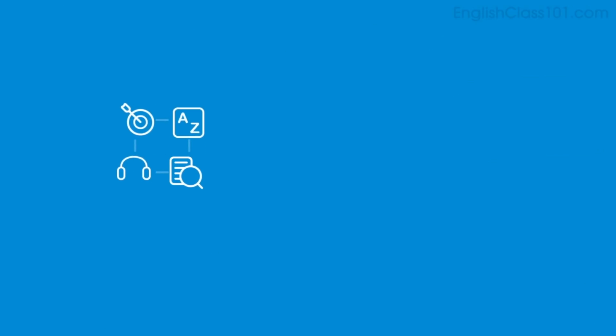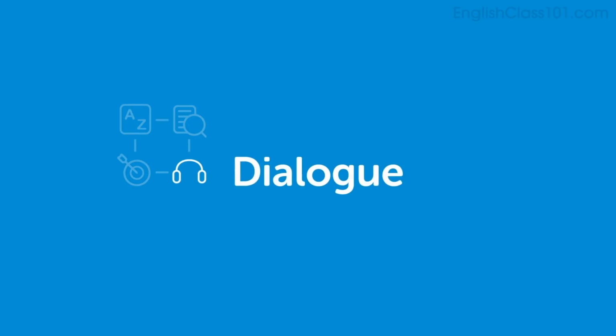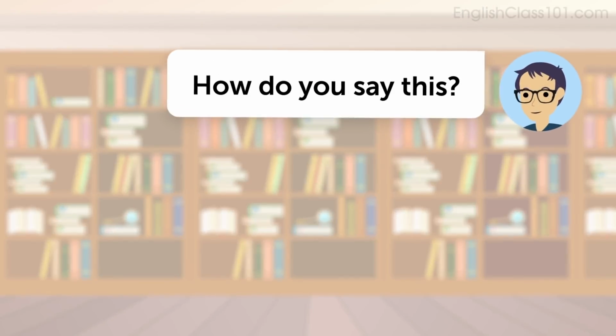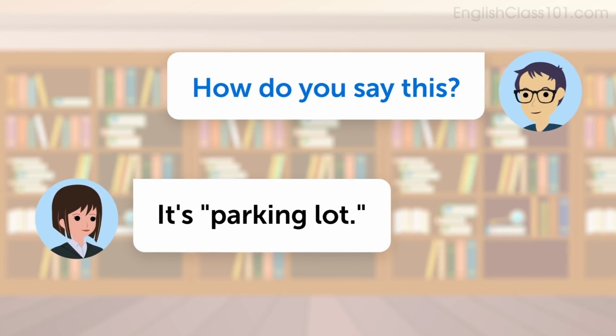Now, let's take a look at some conversational phrases. Listen to the dialogue. How do you say this? It's parking lot. Listen to it again. How do you say this? It's parking lot.